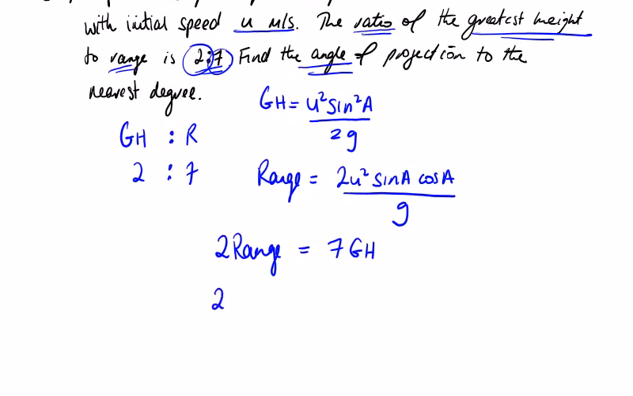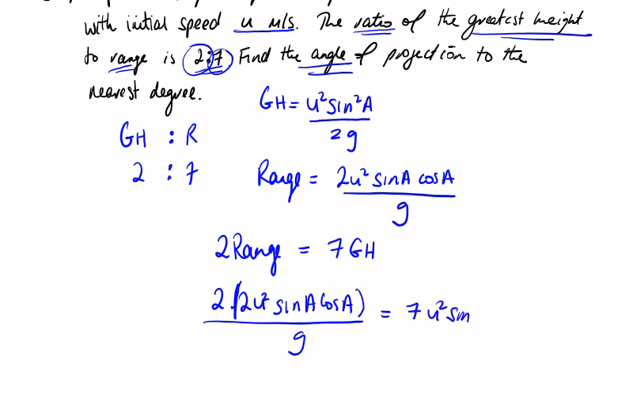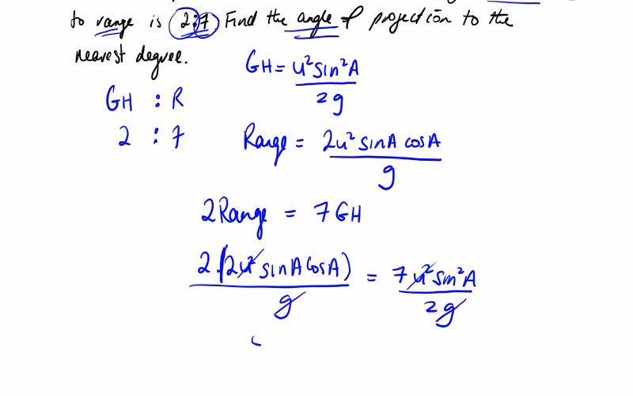So twice the range is twice 2u squared, I'll give it a bracket actually, twice 2u squared sine a cos a over g is equal to 7 times u squared sine squared a over 2g. So I can multiply by g. I can divide by u squared. Don't cancel off too many. So what have we got left? We've got 4 sine a cos a. And actually, I'm going to multiply that 4 by that 2 as well. So I'm going to change that to 8.